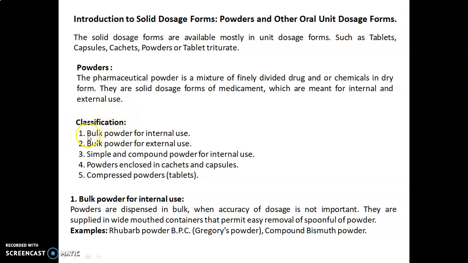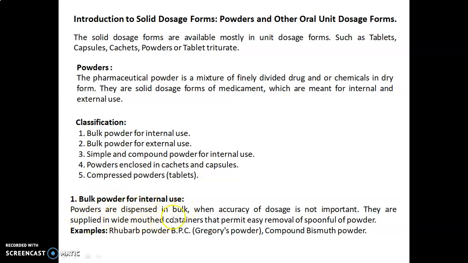Classification of powders are: bulk powder for internal use, bulk powder for external use, simple and compound powder for internal use, powders enclosed in cachets and capsules, and the fifth one, compressed powders, that is tablets, that are also known as tablet triturates. So first one we will discuss is the bulk powder for internal use.